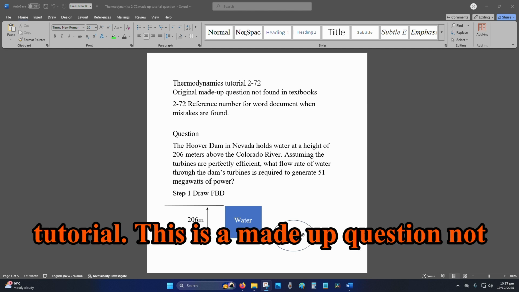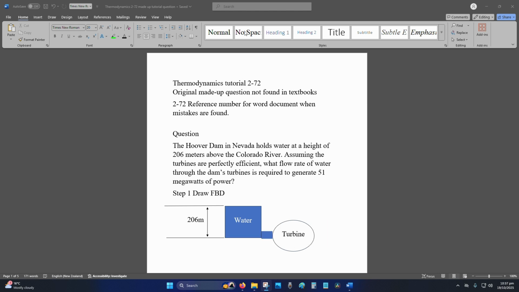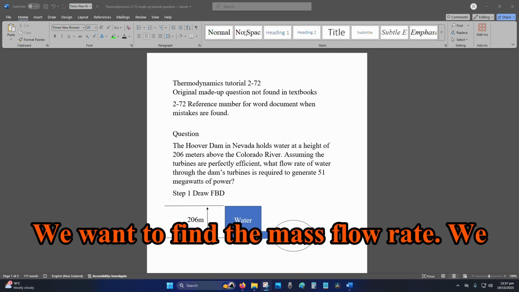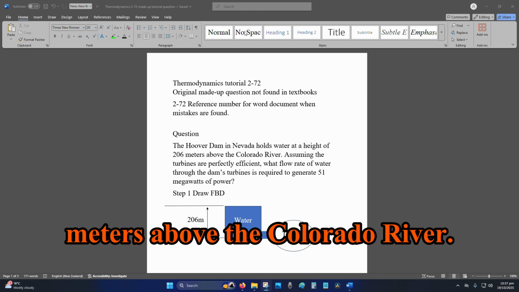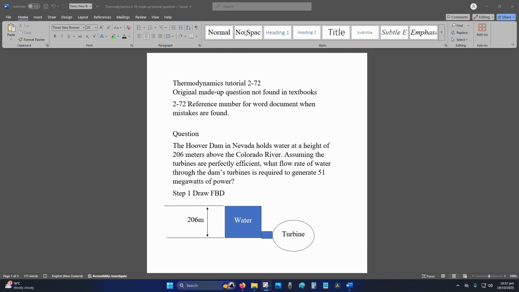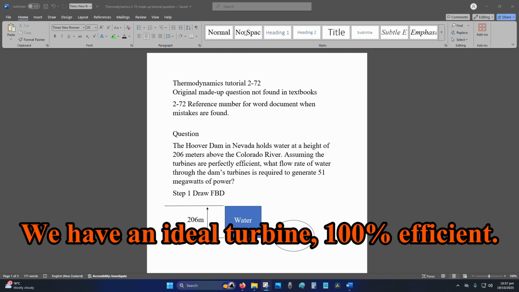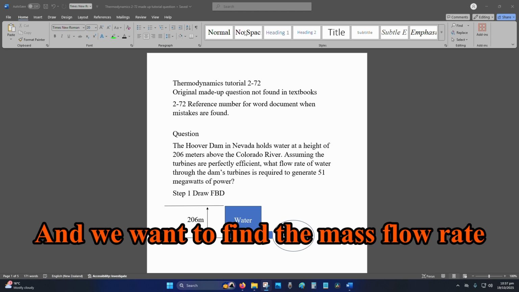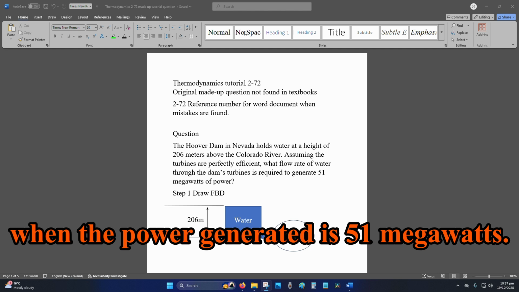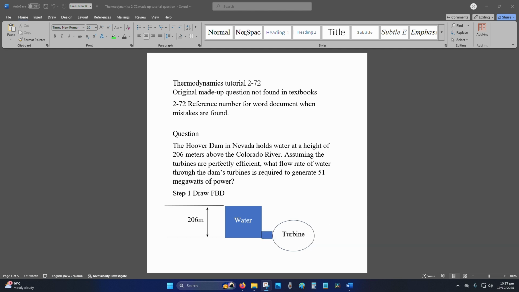This is a made-up question not found in your textbooks. We want to find the mass flow rate. We have the Hoover Dam 206 meters above the Colorado River. We have an ideal turbine, 100% efficient. And we want to find the mass flow rate when the power generated is 51 megawatts.